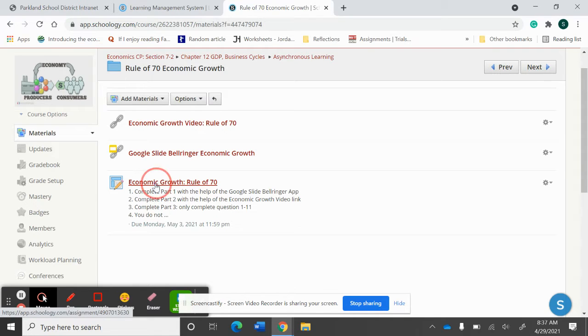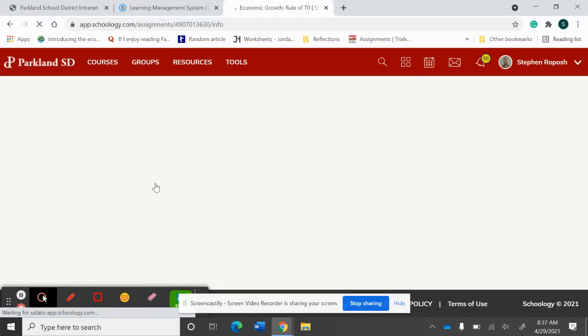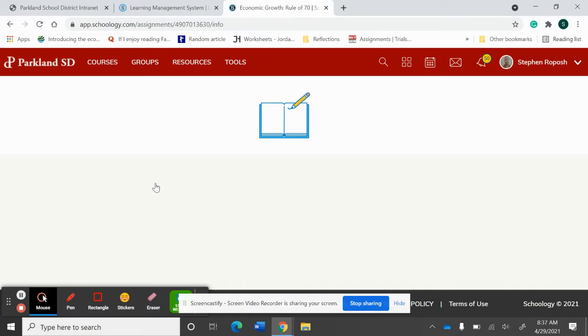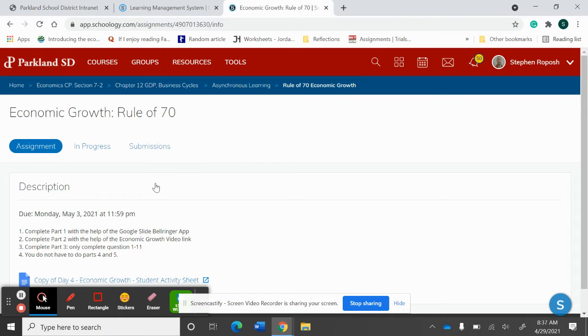So to give you a basic rundown on how the Rule of 70 works: if you have a 7% interest rate, it will take 10 years for it to double. So if I invest $100 and I get a 7% interest rate on that $100, in 10 years that $100 will be worth $200. And then in another 10 years at 7% interest, that $200 becomes worth $400.